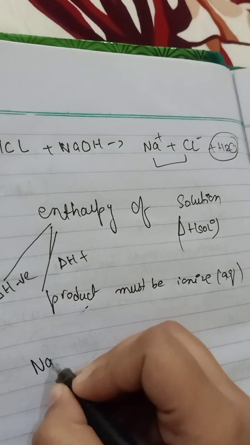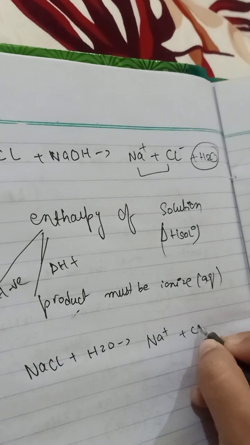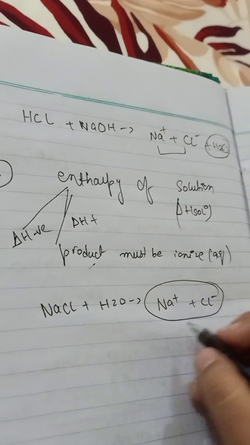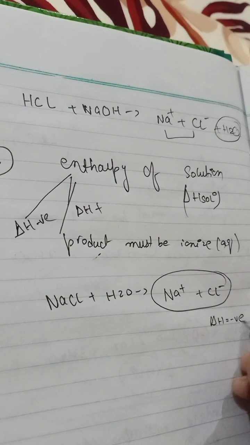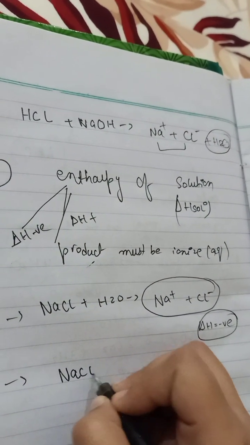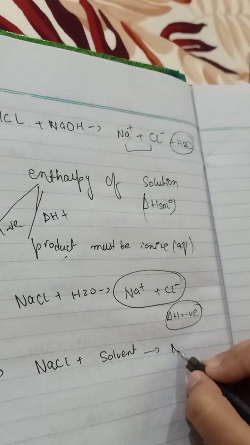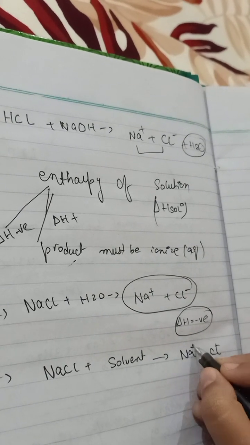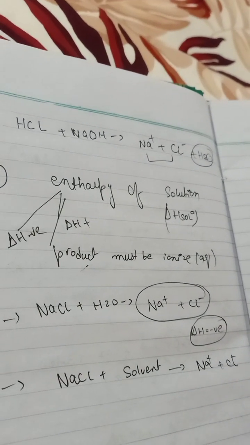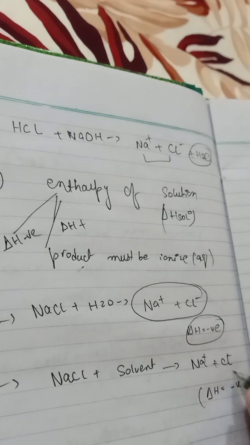For example, take the reaction NaCl plus H2O, and there is the formation of Na plus and Cl minus, with the aqueous sign. So this is the ionized sign. This can be an example, and it is a negative reaction because heat is released. Second, for example NaCl, and you can take any solvent. The solvent can be alcohol, benzene, sulfuric acid, and there is the formation of Na plus and Cl minus. This is also in the aqueous form, and ΔH is negative.